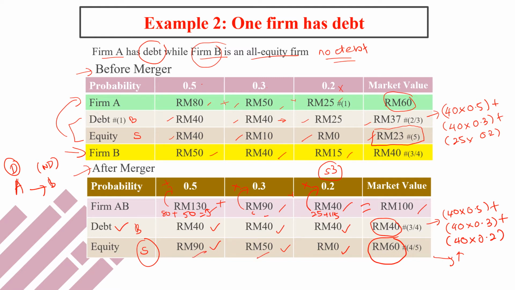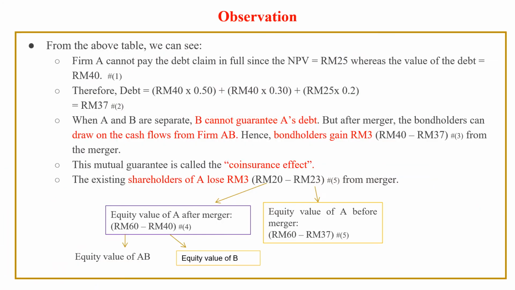90 dengan 50. Okay. So based on the table, we can see that Firm A cannot pay the debt claim in full since NPV equal to 25 ringgit whereas the value of the debt should be 40 ringgit. So you tengok balik on before merger, the company on the debt, Firm A debt, dia tak boleh bayar a full amount. Sepatutnya the value of the debt 40 ringgit, dia hanya boleh bayar 25 ringgit. So the firm A cannot pay the debt.